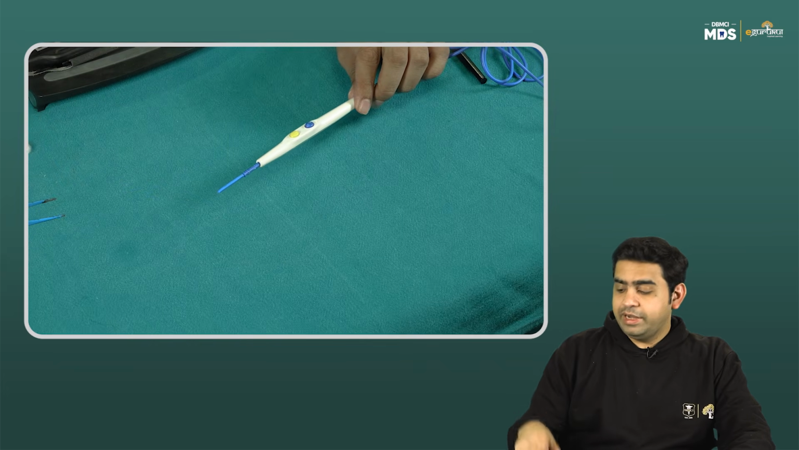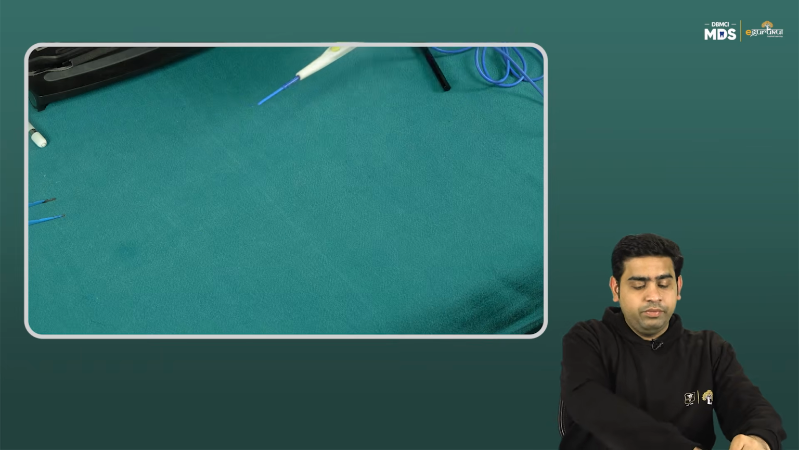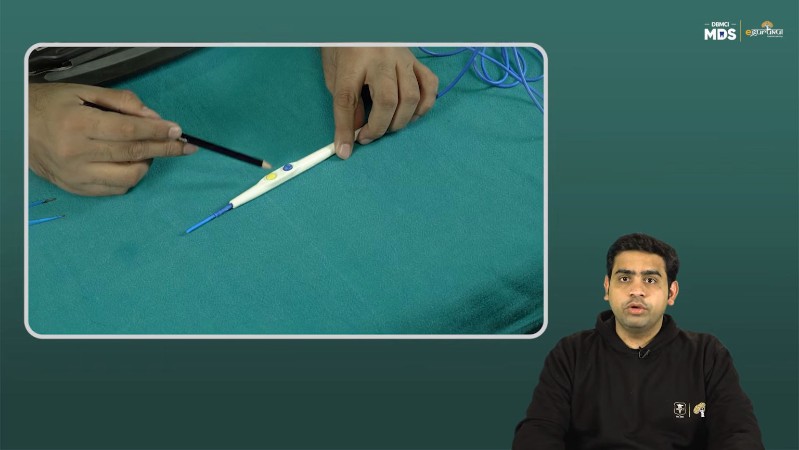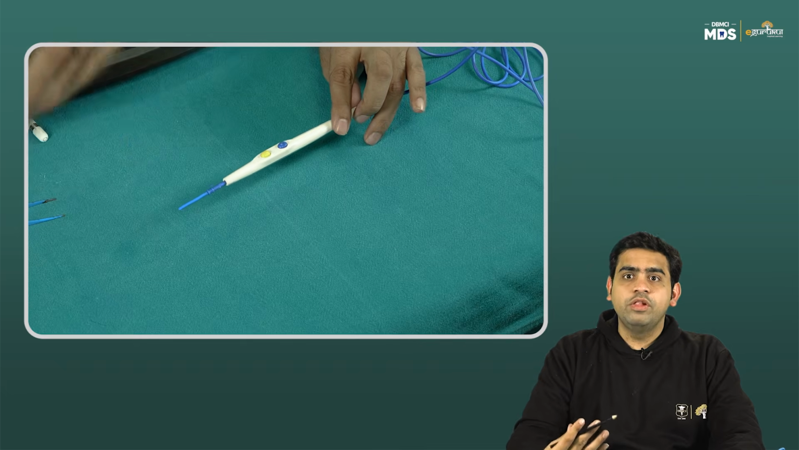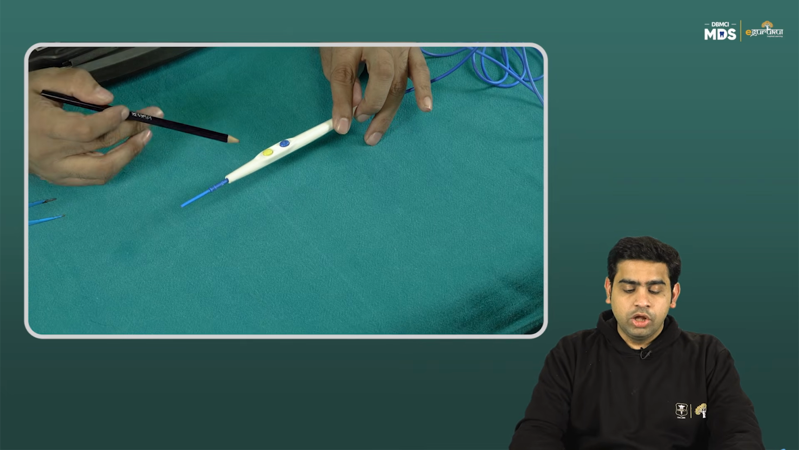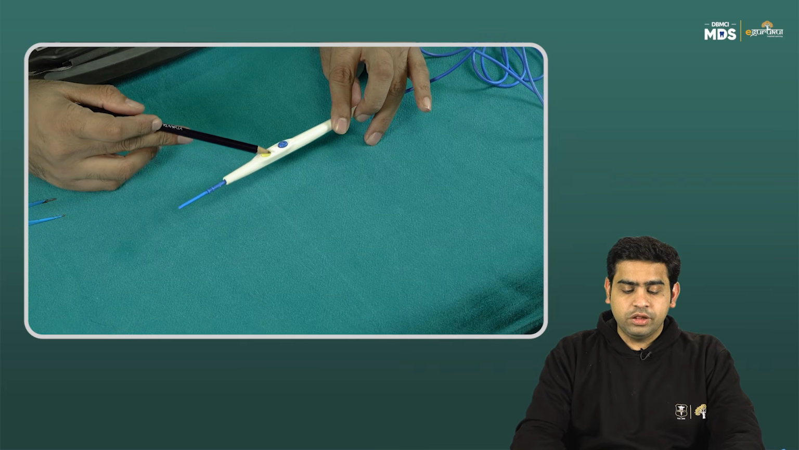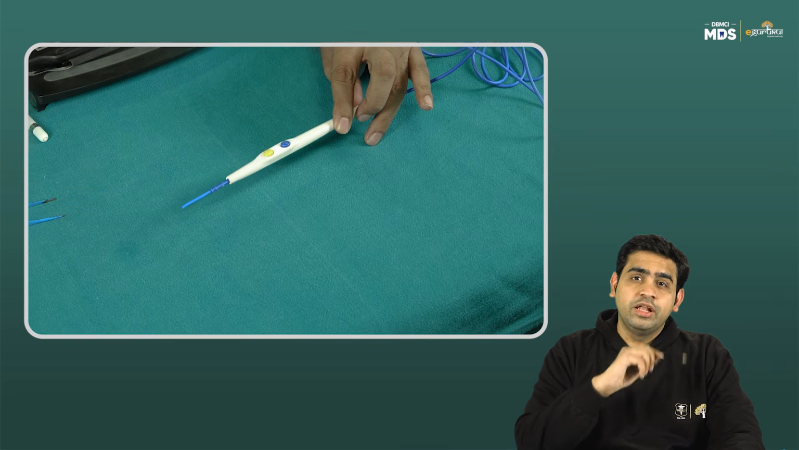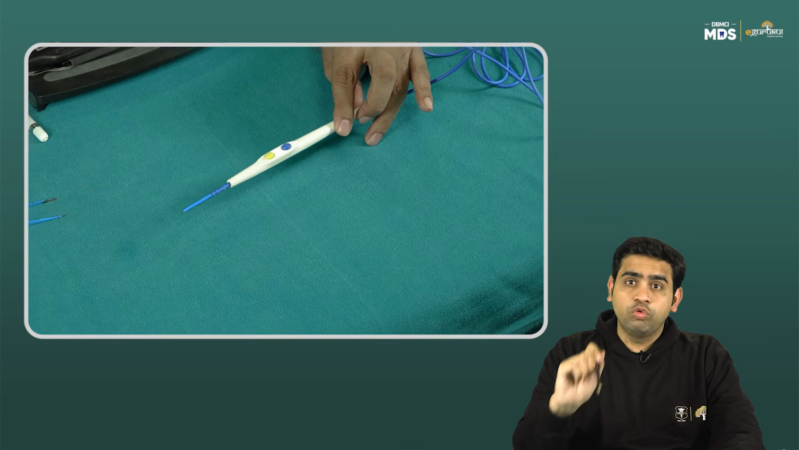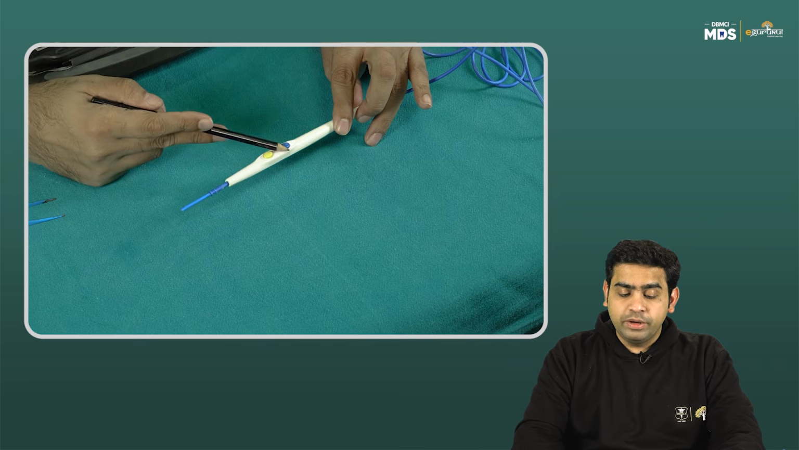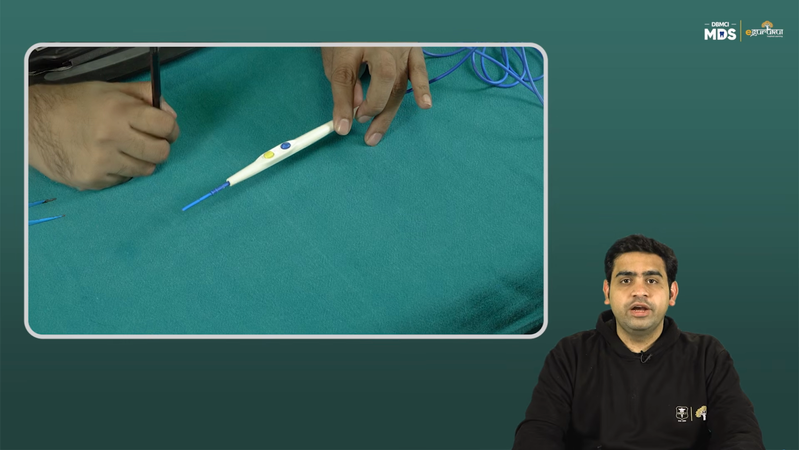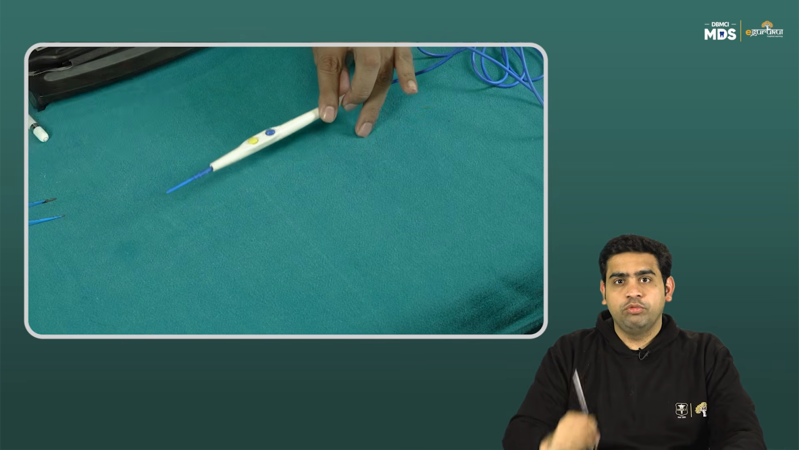In the cautery handle, there are two buttons: one yellow and one blue. What is the relevance of these buttons? If you press the yellow button, the cutting current flows through the monopolar cautery. If you press the blue button, the coagulation current flows through the monopolar cautery.